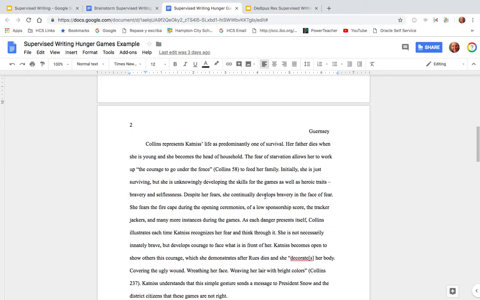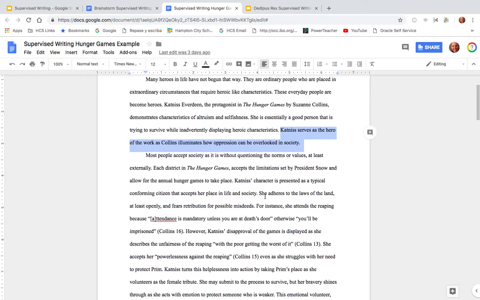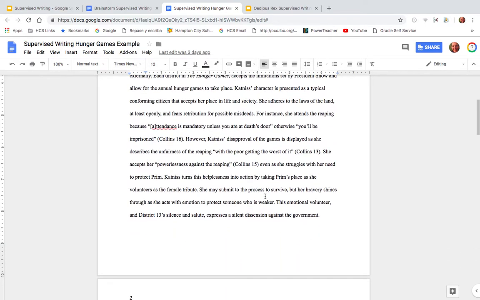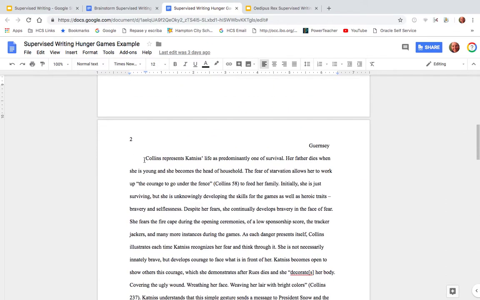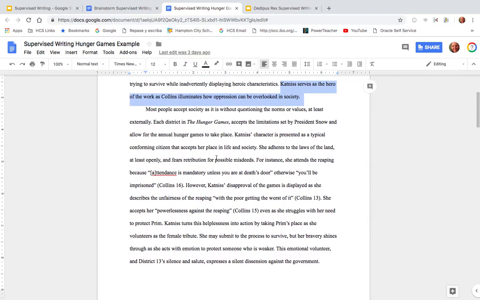Also, this paper is showing appreciation of author's choices because we see sometimes it's done directly, and let me find an example of that. Right here in this paragraph, Colin represents Katniss's life predominantly. So that is showing a direct appreciation. But there's also ways to indirectly appreciate author's choices, and when you are specifically talking about the character, the character is created by the author. Therefore, when you're talking about the character, you're talking about the author's choices and how they chose to develop the character. So there are direct and indirect ways to show appreciation of author's choices.